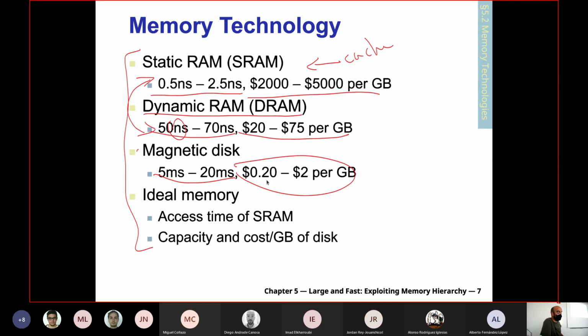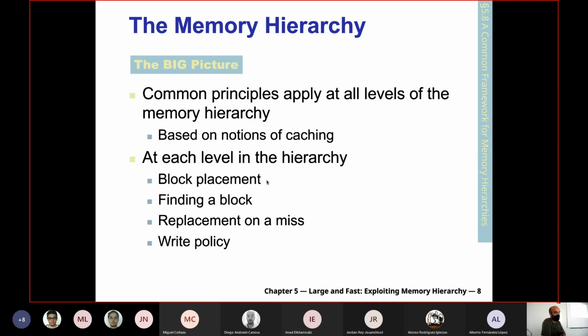If we were able to ask for a wish to a magician or something like that, we would ask for something which is as cheap as the magnetic hard drive, that has the access time of the static RAM, that is the cache memory. This is not possible, and that's the reason why we need the memory hierarchy. So let's talk about the memory hierarchy.